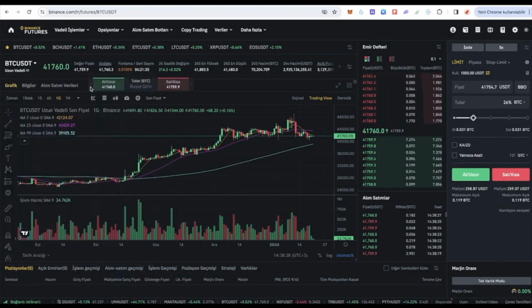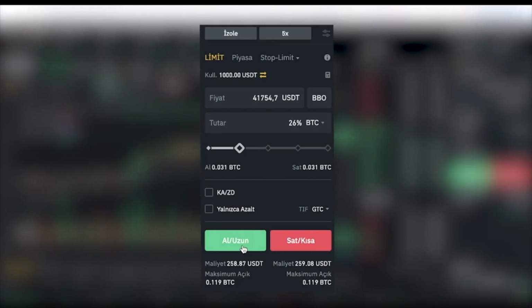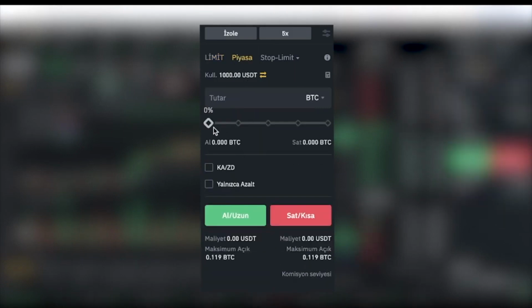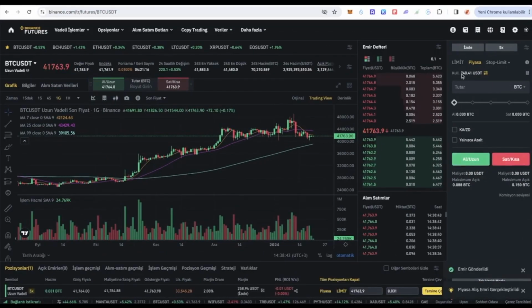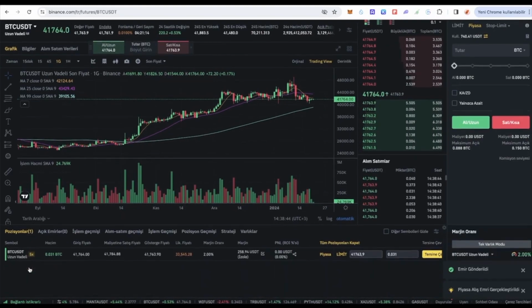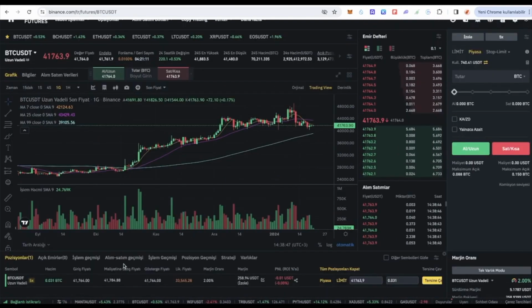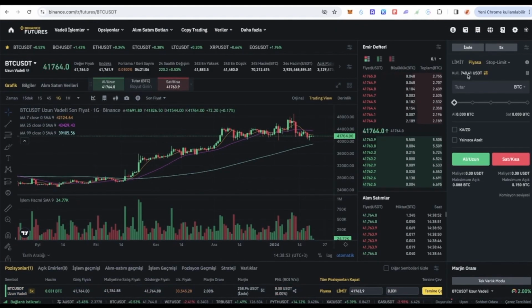Now look, I had $1,000 available here. Look, I'm opening a position for $250. I opened my position. Look, my available amount dropped to $740 and my position is opened. Here's what isolated means. Even if I lose this position completely, my available money here is not damaged. So I can open isolated trades inside futures. That's what isolated means. If you are just starting out, you can open isolated trades.